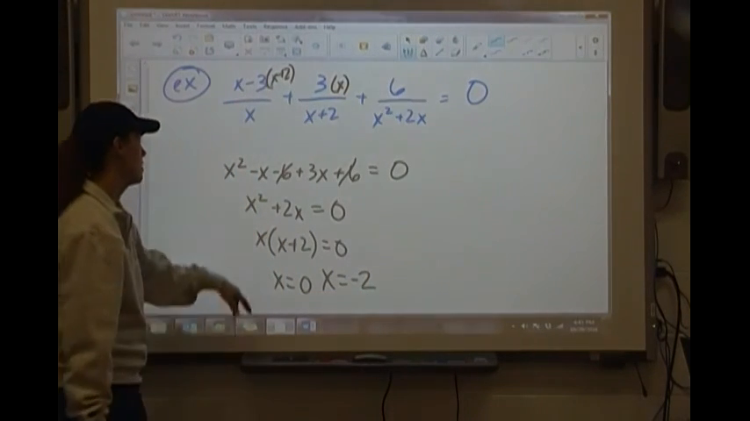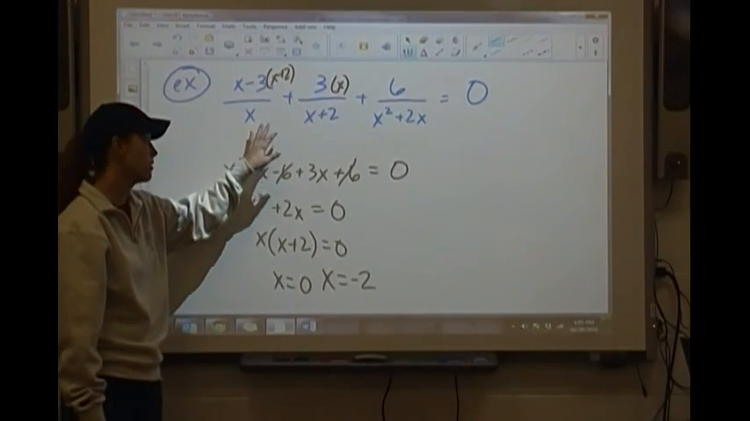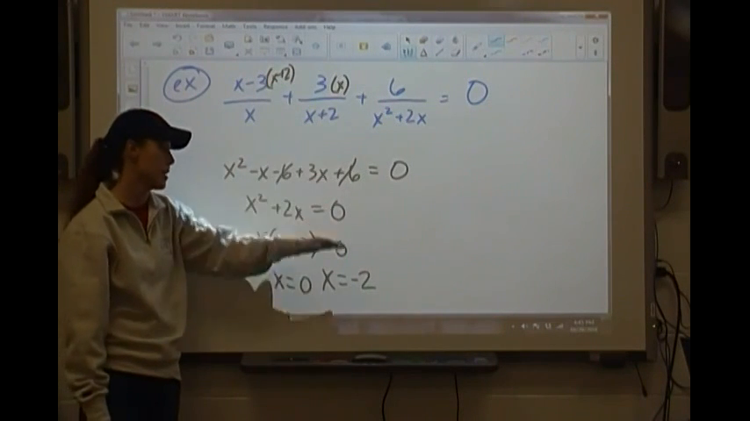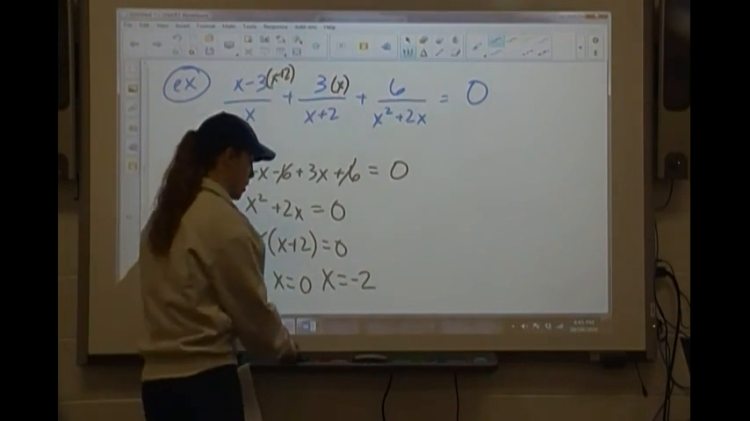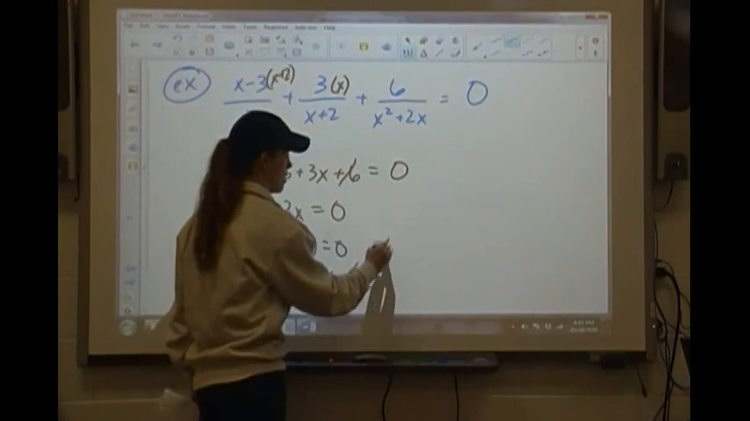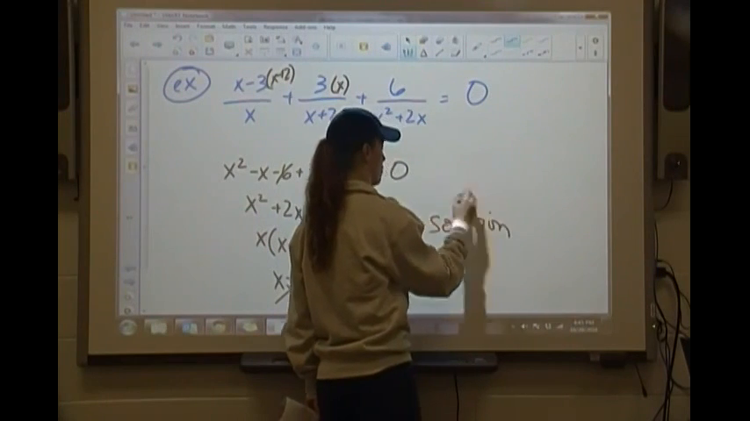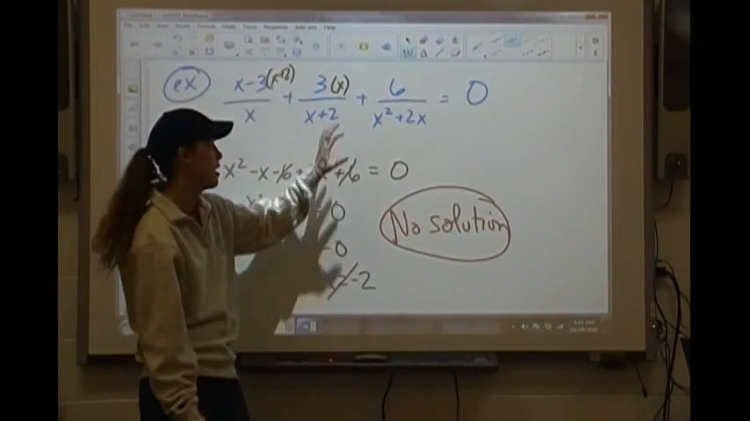When we plug these in, 0 cannot be in the denominator here. Negative 2 cannot be in the denominator here. So what happens here is that neither one of these solutions is possible. So there's actually no solution. That is okay. That's a thing. No solution. So there's actually no solution to this equation.